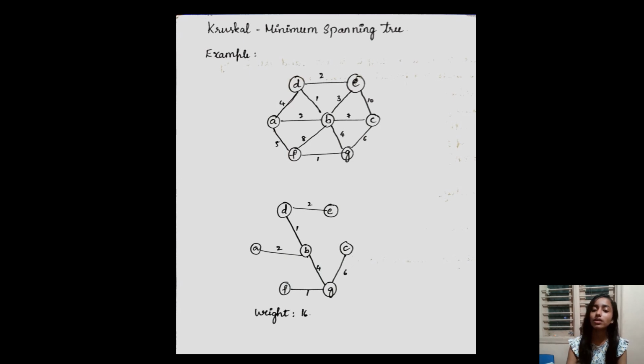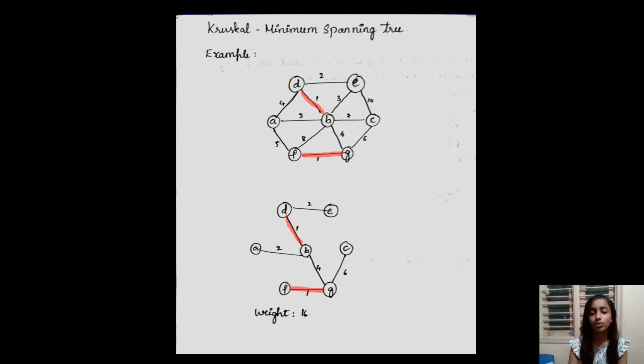First, we'll consider the least value 1. Where all do we have 1? From D to B it is 1 and from F to G it is 1. We'll consider these two and draw it in the minimum spanning tree. From D to B 1 and from F to G it is 1.